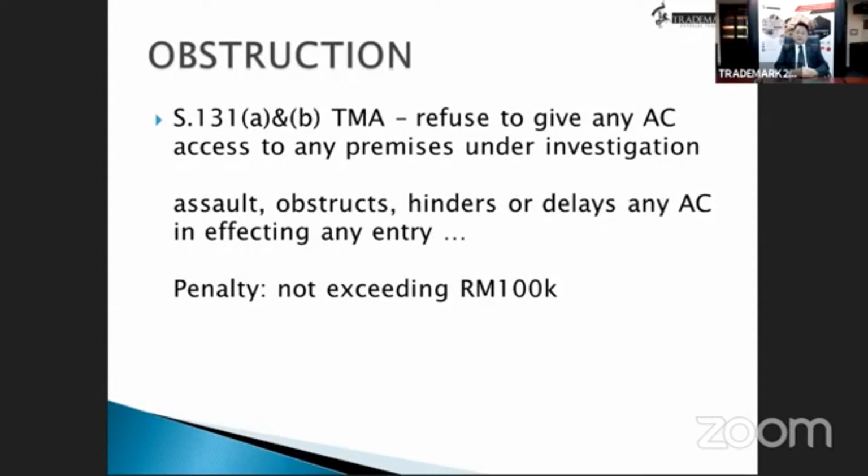If the enforcer came to your factory and you refuse to give him access to your premises for investigations, he will send you a compound of not exceeding 100,000. All right, so that's all I want to say for chapter 1.